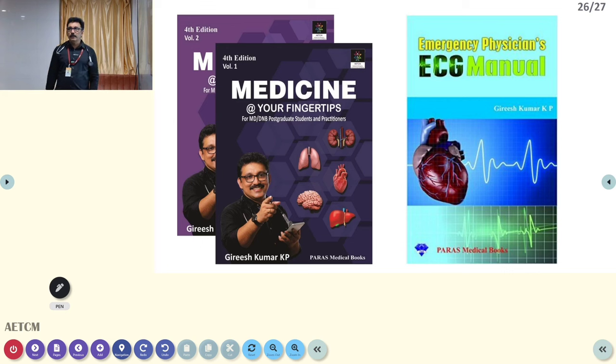So what we have discussed is one of the important problems in the emergency room, that is acute bradycardia. Acute bradycardia can be treated initially with atropine. Then if you are not able to control with that, find out 5 H's and 5 T's, you can treat that. If still the patient is not improving, you'll have to go for pacing.